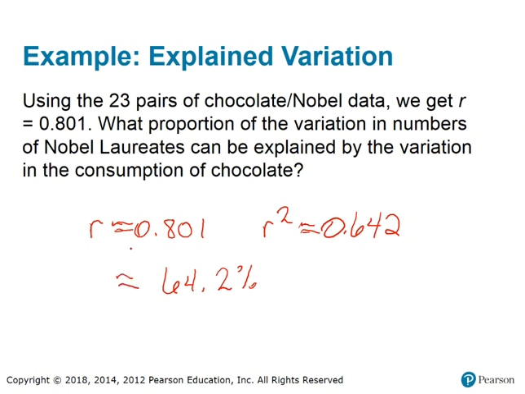So what this is saying is that approximately 64% of the Nobel laureates winning their prize is based on the chocolate consumption in the country. So how much of the y variable is being correlated with the x variable is 64% in this case, which means there's 36% of the Nobel laureates winning by country that is something else besides chocolate consumption.